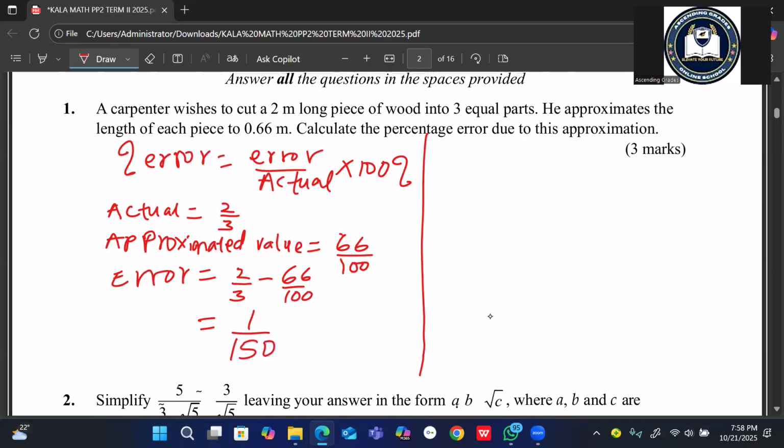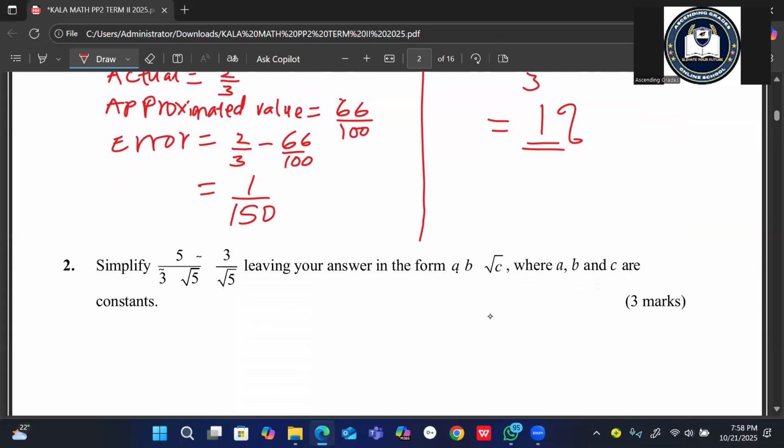So your percentage error will be equal to 1, that is your error out of 150, divided by the actual, that is 2 over 3, then multiply by 100. That one will get 1%. So your percentage error is 1%. Then we go to number 2.